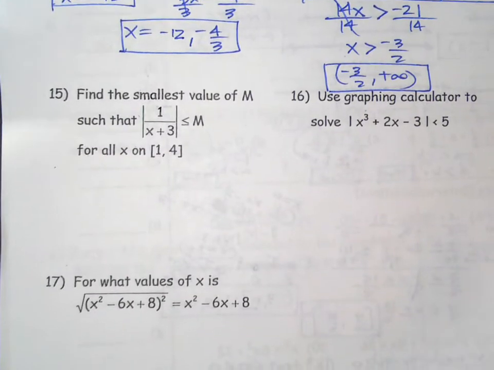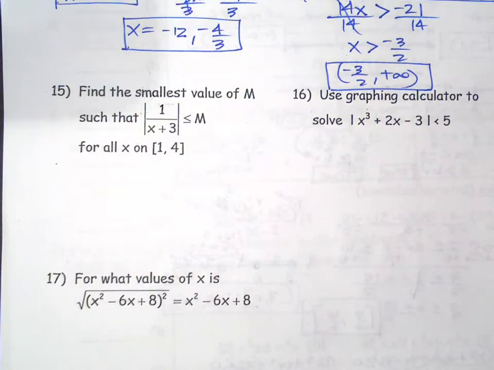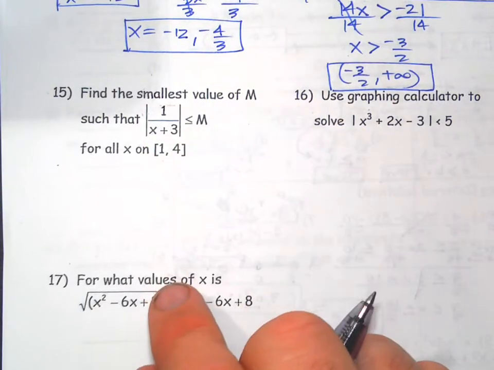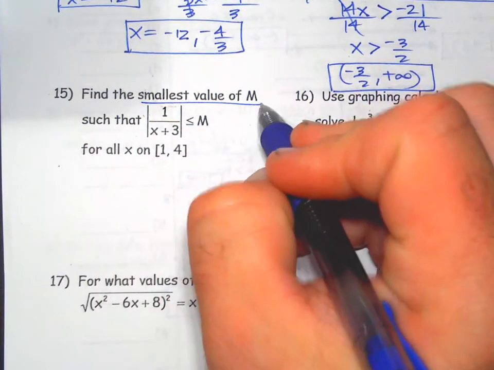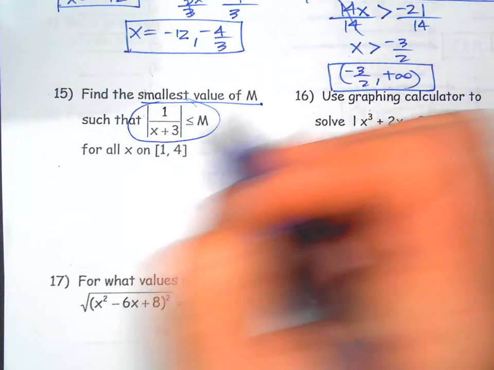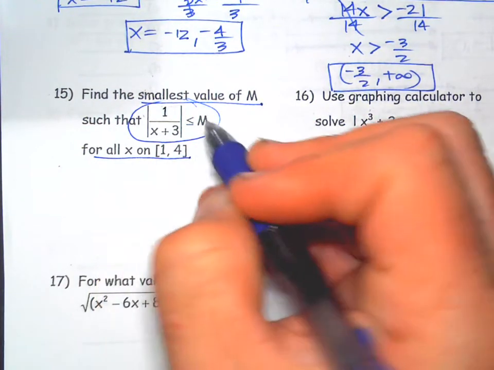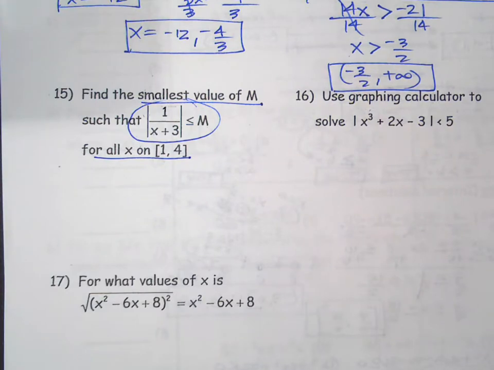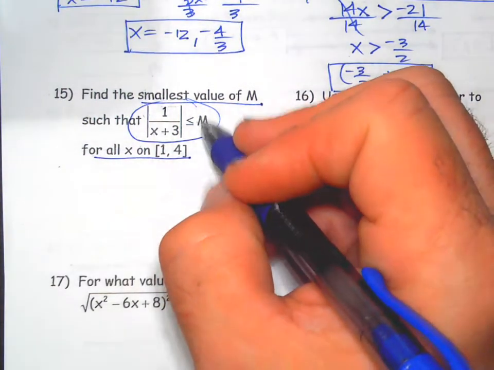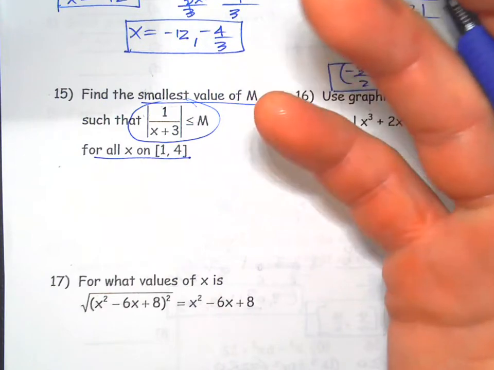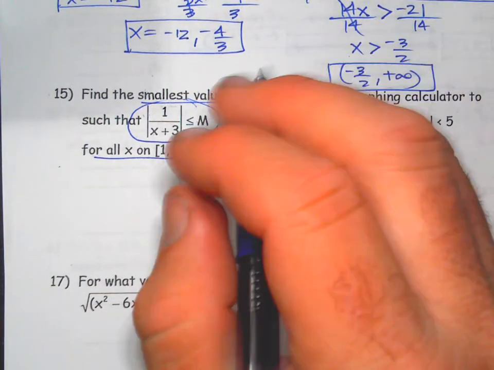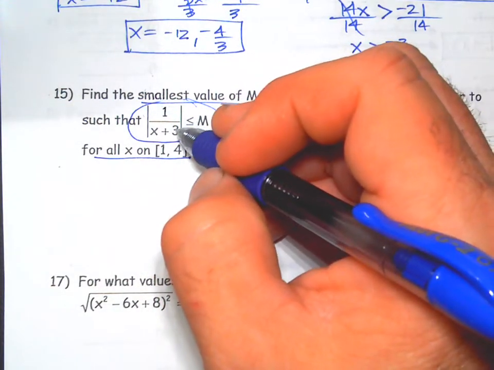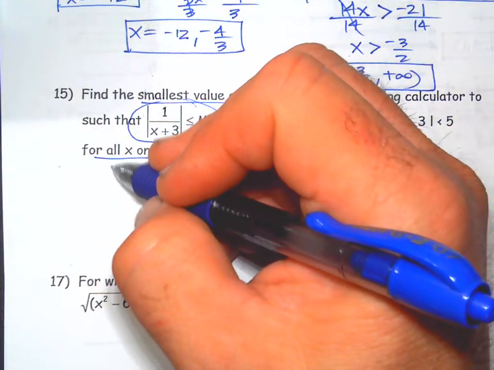Now, here's a couple extra interesting problems. One of them requires a calculator. These don't. So let's find the smallest value of m such that this is true for all x here. So we're trying to make this true, and we're trying to figure out what's the smallest value of m so this is still true. We could pick big values of m and it'll be true. I suggest maybe graphing this function. Like, what does this graph look like?